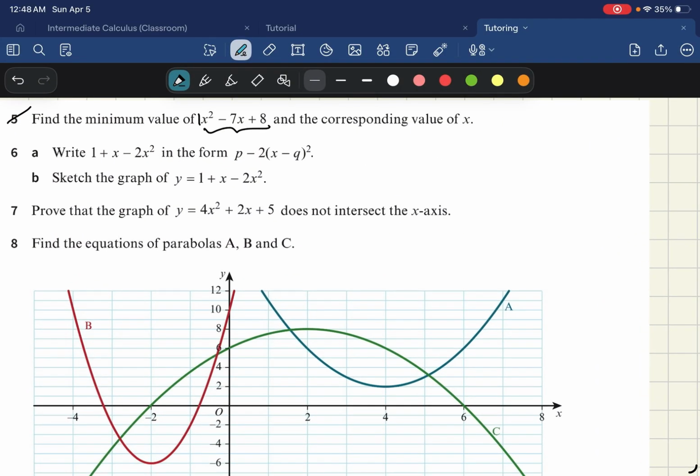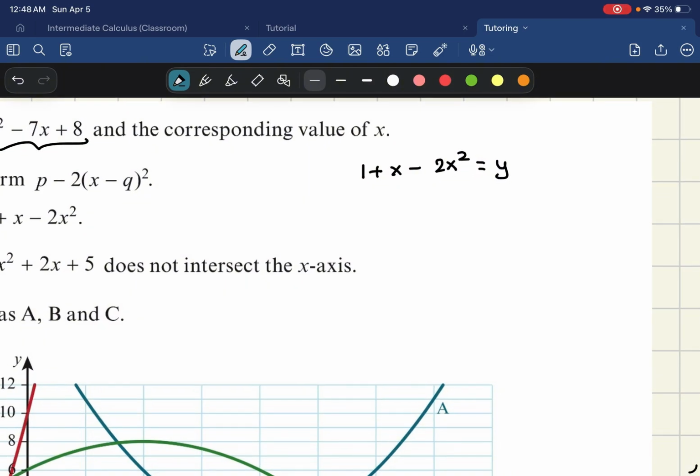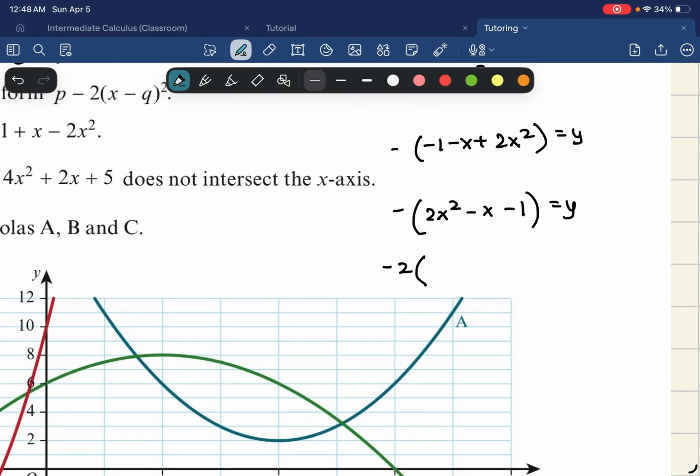So again, it's the same question. So we have 1 plus x minus 2x squared for question 6, y. Right? So let me just factor out a negative sign. So we have minus 1 minus x plus 2x squared is equal to y. So I can write it as minus 2x squared minus x minus 1 is equal to y. And let me factor out the 2 as well. So factor out the 2, I get x squared minus half x minus 1 over 2.